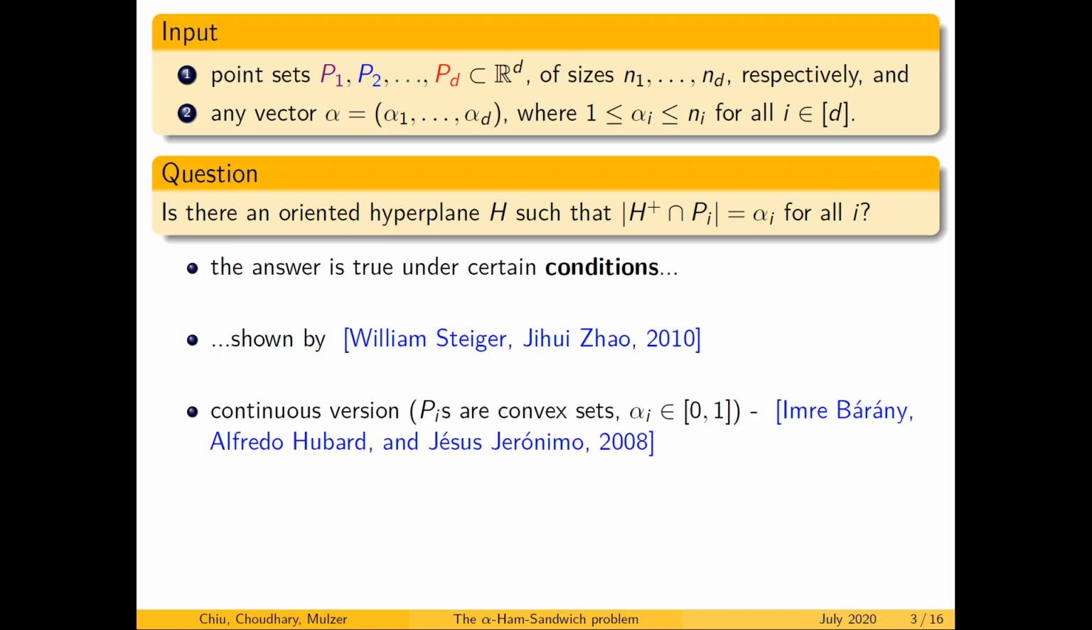Preceding this result was a continuous version where instead of discrete point sets, we had convex sets, and alpha i was simply a parameter between 0 and 1. This seems very much like a generalization of the classical ham sandwich theorem, but as you will see later, this is not the case.